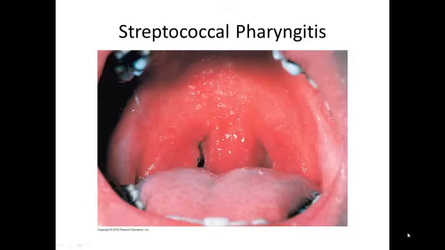Now moving down the respiratory tract from the sinuses into the throat or the pharynx. Inflammation of the pharynx is called pharyngitis. Most people, when they get pharyngitis, it's caused by group A Streptococcus. Generally speaking, it's Streptococcus pyogenes. So we have a tendency to call it, that's right, strep throat.